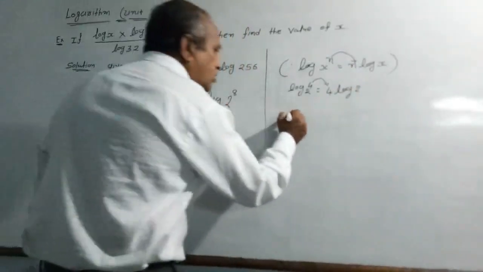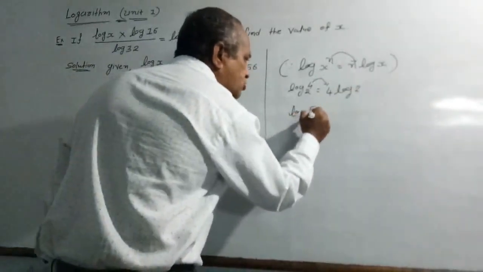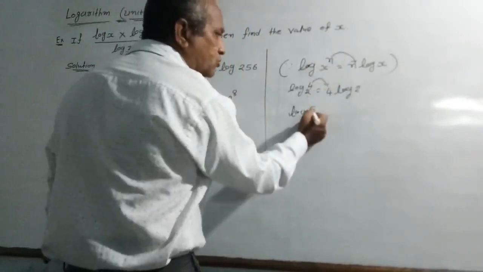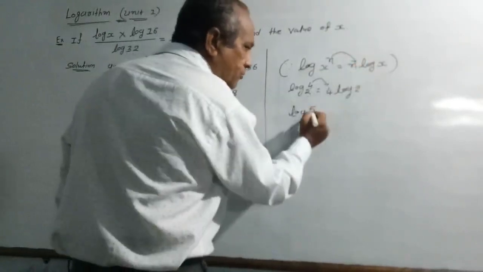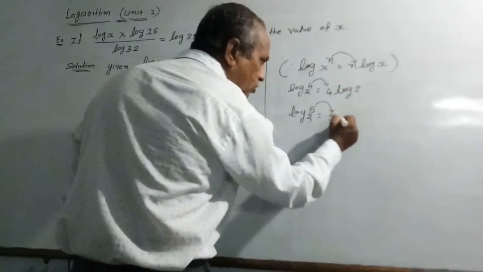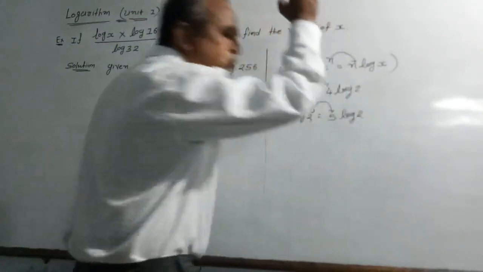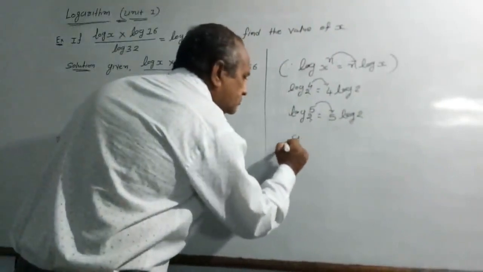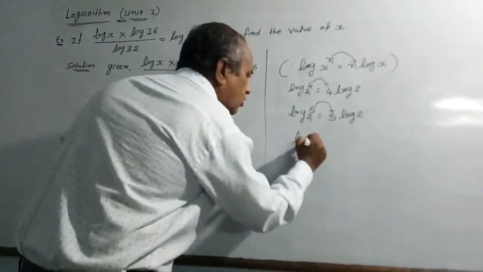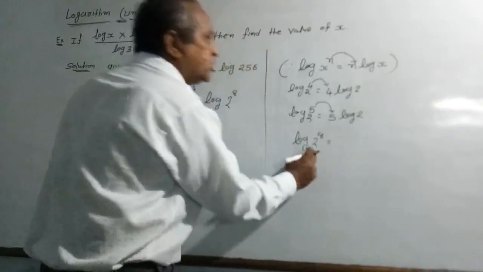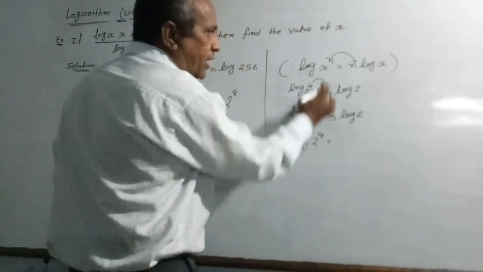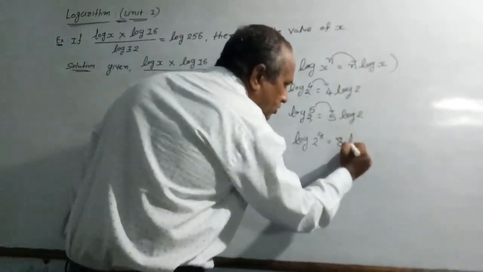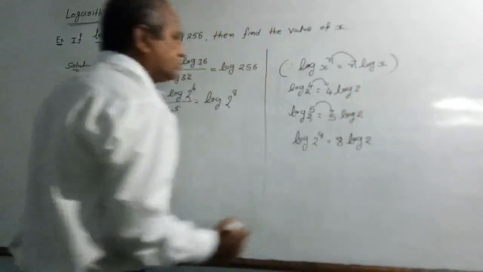Similarly, log 2 raised to 5. Here x is equal to 2, n is equal to 5, so 5 log 2. Similarly, log 2 raised to 8. Here x is equal to 2, n is equal to 8, so 8 log 2.